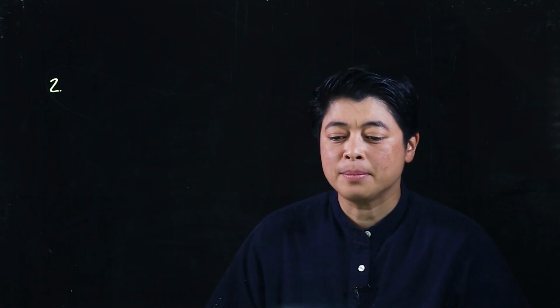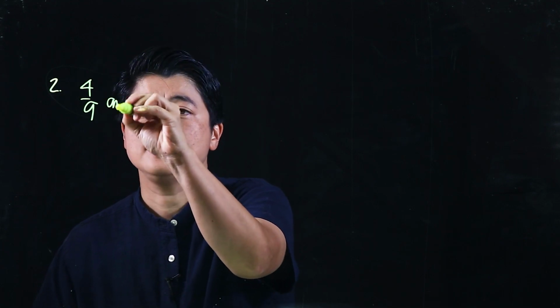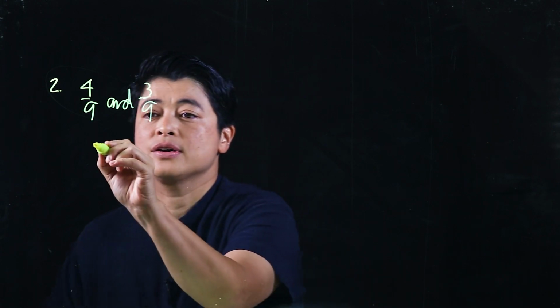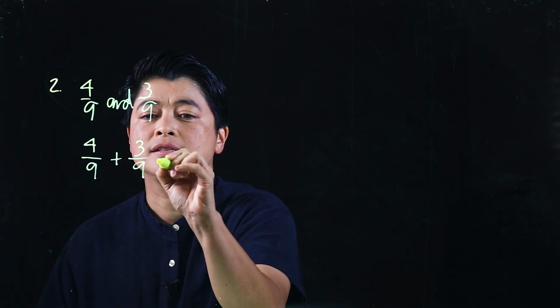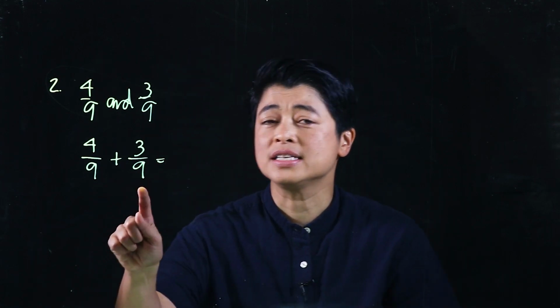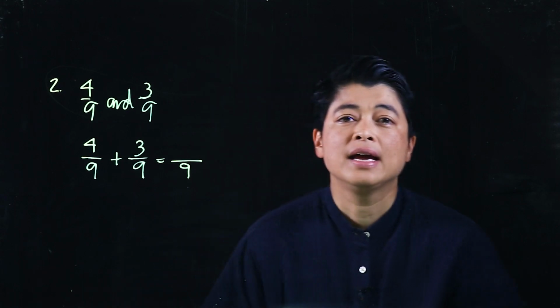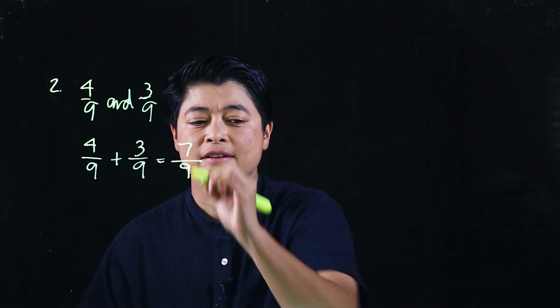So in this problem, it says add 4/9 and 3/9. So we're supposed to add. That means it's 4/9 plus 3/9. As you'll notice, the denominators are the same, therefore we just copy. And then we just add the 4 and the 3, making it 7.